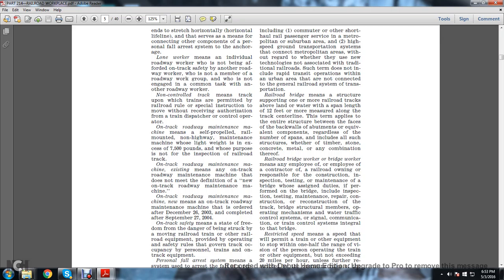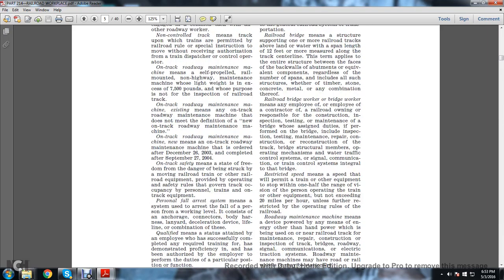Railroad bridge means a structure supporting one or more railroad tracks above land or water with a span length of 12 feet or more, measured along the track center line. The term applies to the entire structure between the faces of the back walls, abutments, or equivalent components, regardless of the number of spans. It includes all such structures, whether timber, stone, concrete, metal, or any combination thereof.